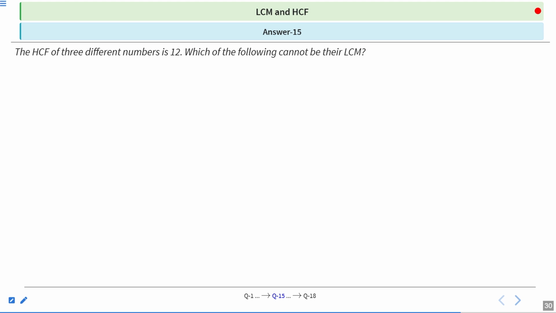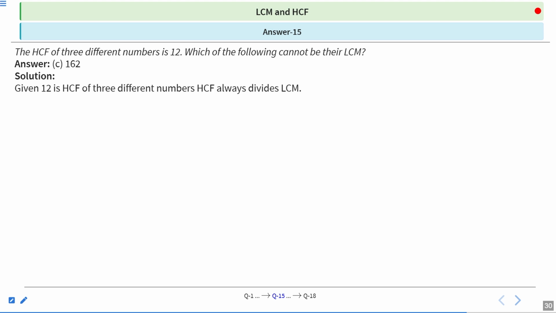So the HCF of three numbers is 12. We have to find which of the given options cannot be the LCM. The answer is option C, 162. Now let's have a look at the solution. It is given that 12 is the HCF, and we know that the HCF always divides the LCM. That means the LCM can always be divided by the HCF.